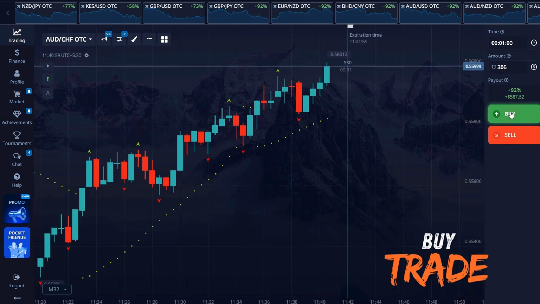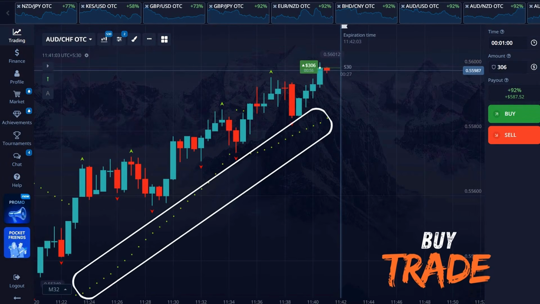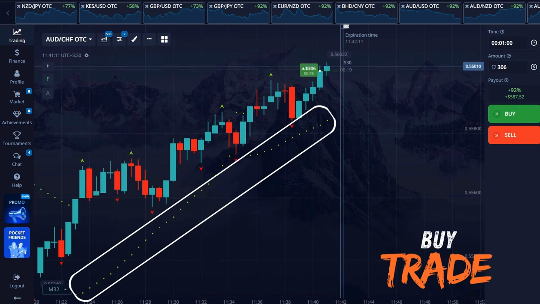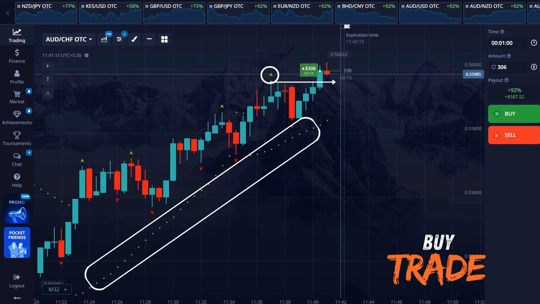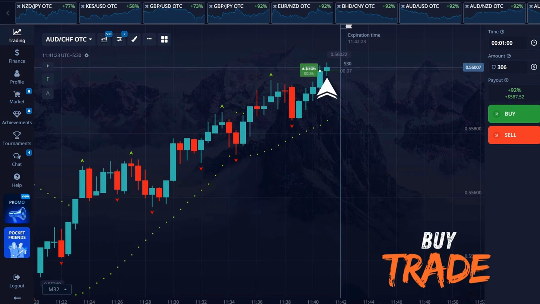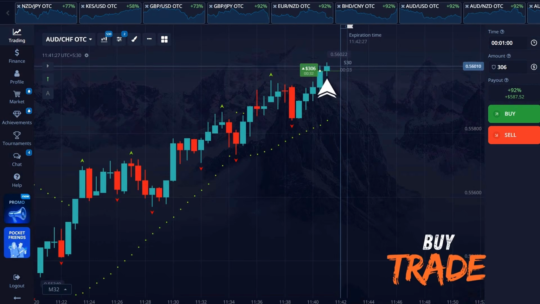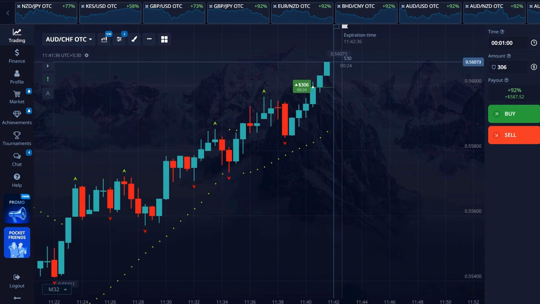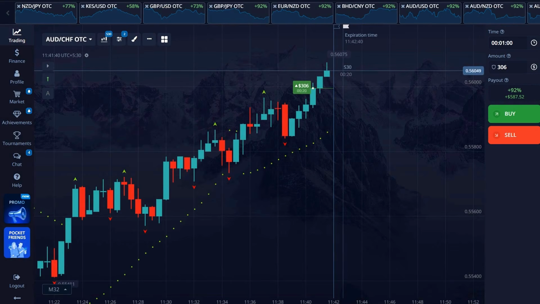For a buy trade, it's just the opposite. Make sure the Parabolic SAR dots are below the candles. That confirms an uptrend. Then, wait for price to break and close above the most recent upper fractal. Enter a buy trade right after that close. Expiry 1 minute. Always wait for a full candle close beyond the fractal level. Don't rush entries when price just touches it.